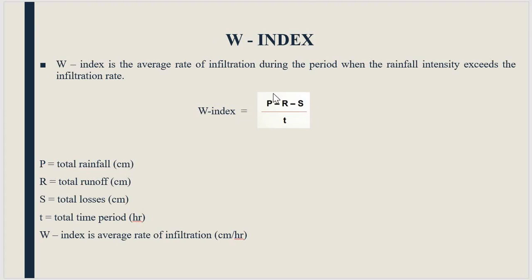Thus W index is always less than Phi index, because in W index from P minus R, we are also subtracting all the losses, but in Phi index, all the losses are not subtracted. So W index is always a lesser value compared to the Phi index. It is difficult to estimate the interception and depression losses, so W index is not commonly used in practice. Phi index is often used. So this is just an explanation on infiltration indices.